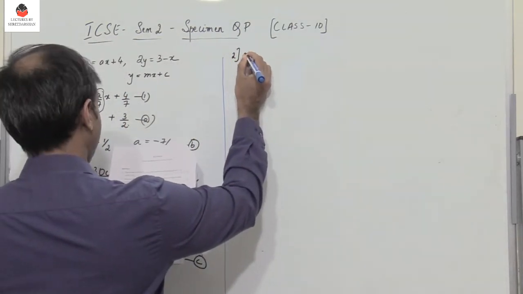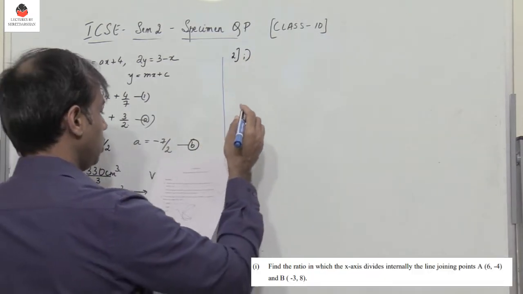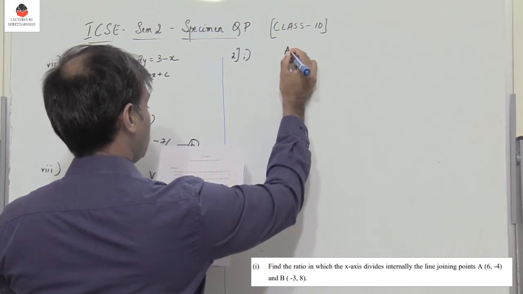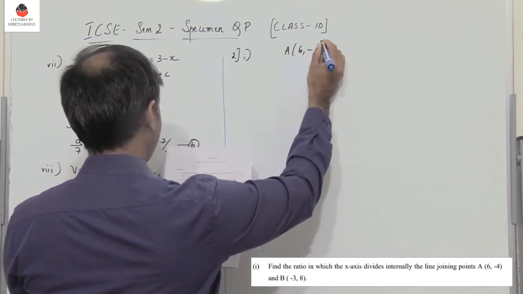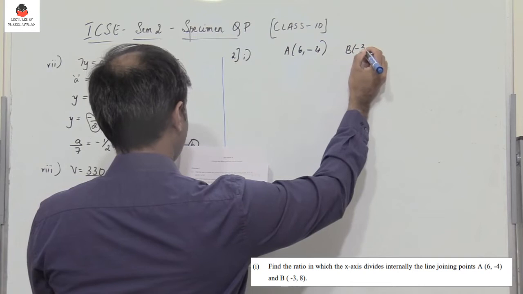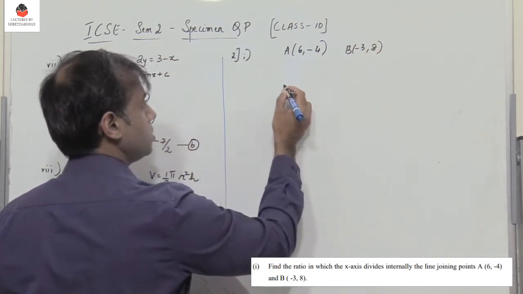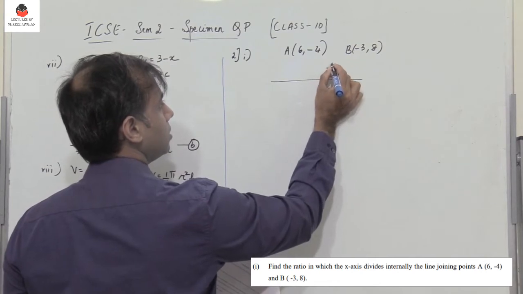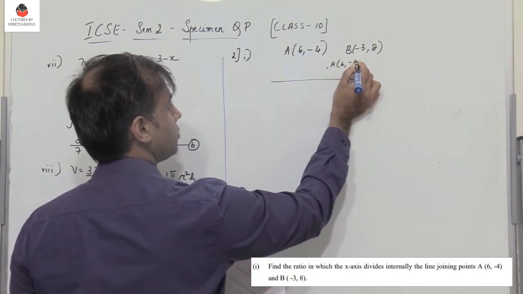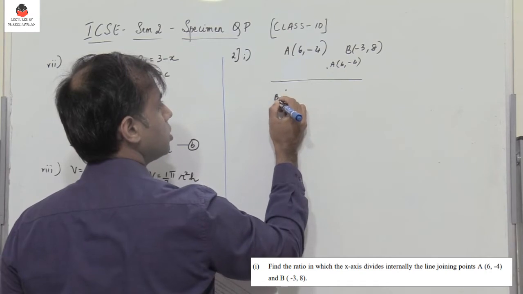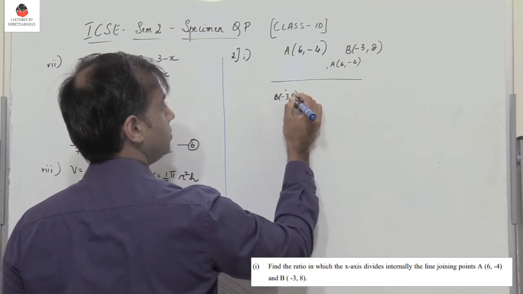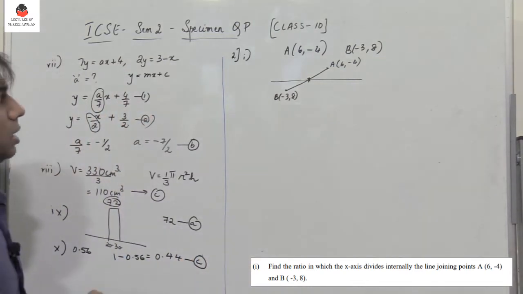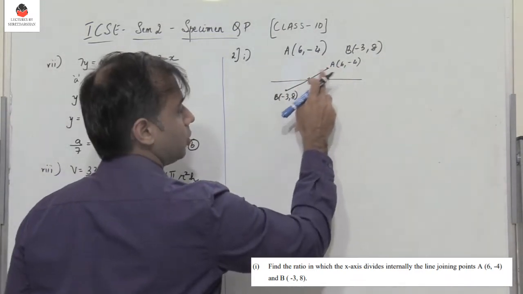Question 2, first one. Find the ratio in which the x-axis internally divides the line joining the points A (6, minus 4) and B (minus 3, 8). Right? So there is a line, the x-axis, and you have A, which is (6, minus 4), and then you have B, which is (minus 3, 8). I join these two. I need to find the ratio at which the x-axis divides the line.